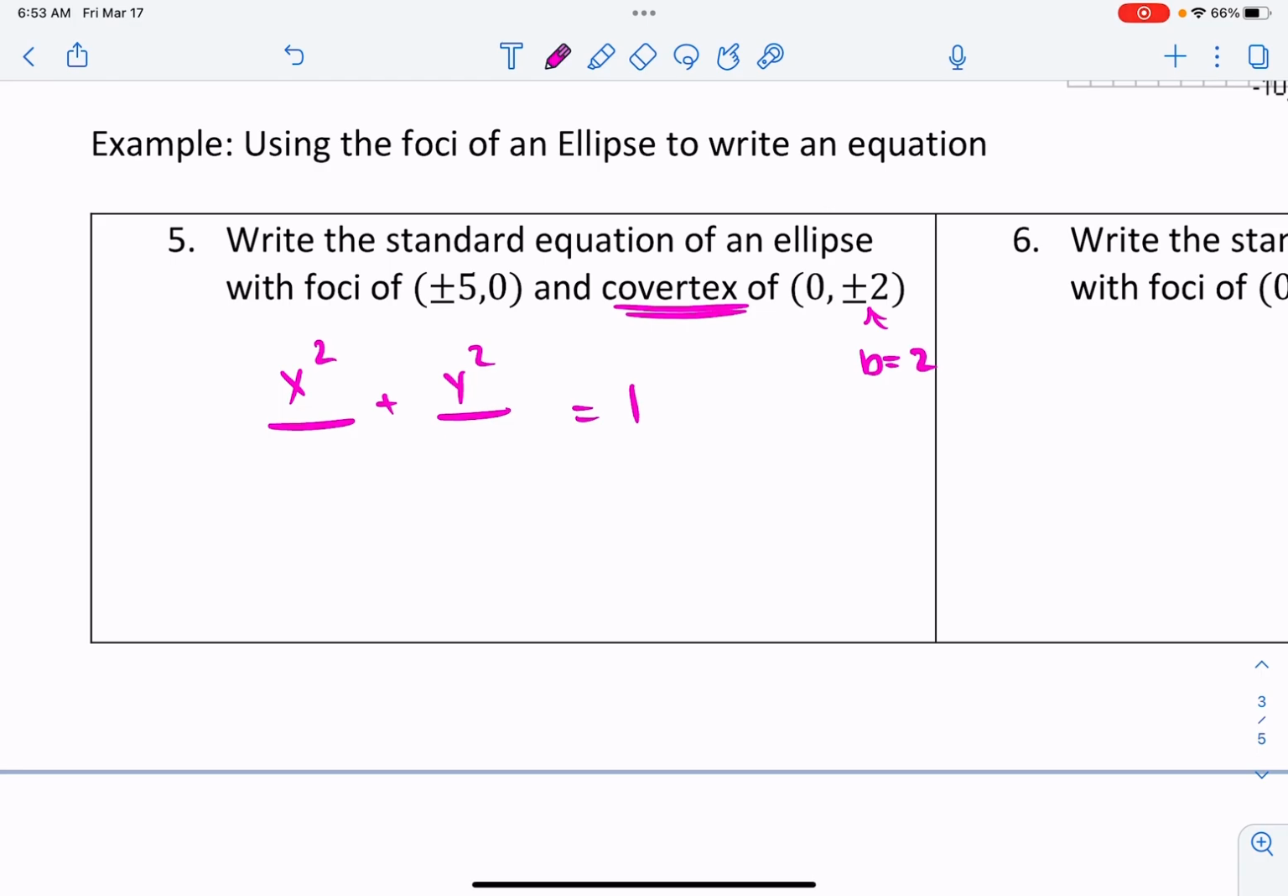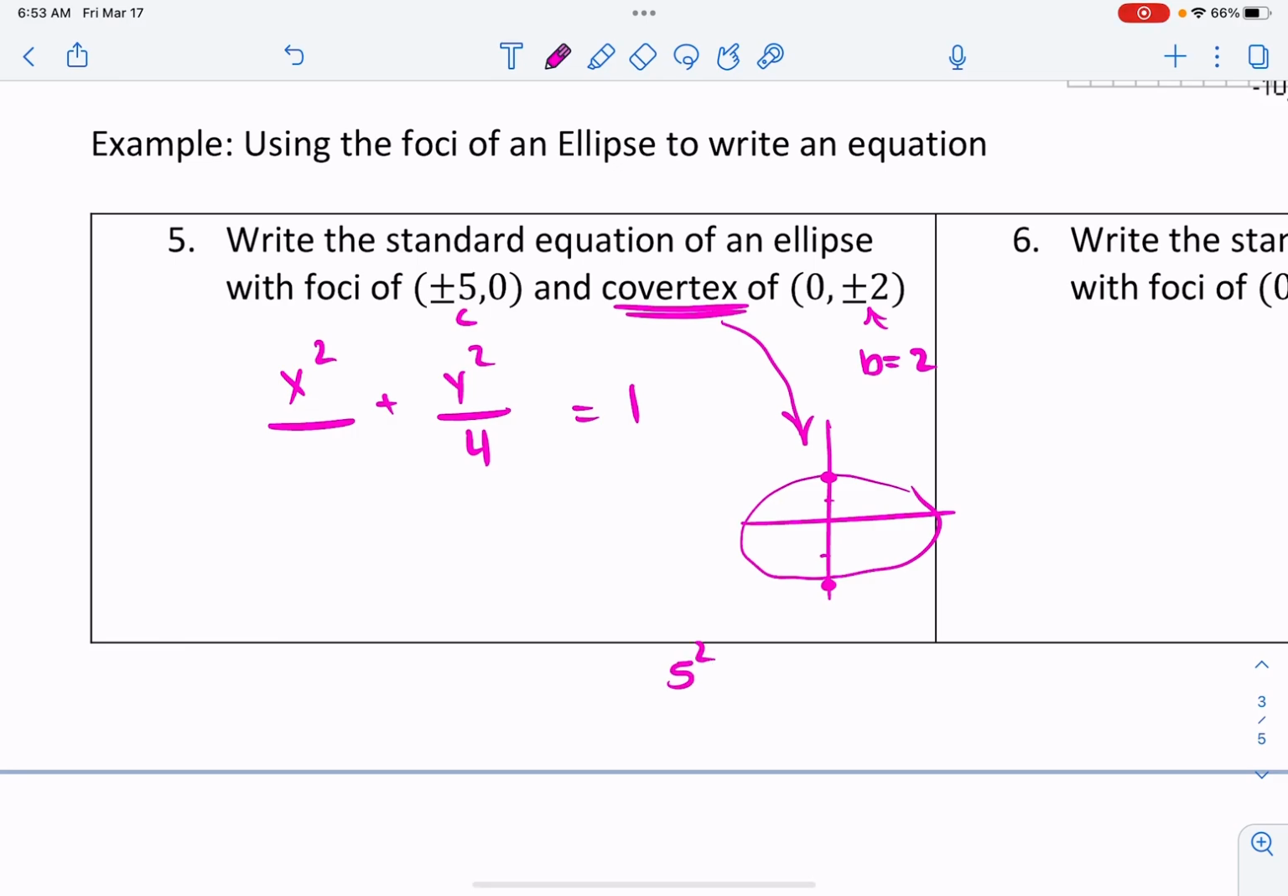And if we look at this, our covertices are at 2 and at negative 2. That means that this is a horizontal ellipse, because the covertex is vertical here. So that means that the vertices have to be horizontal. So that means that the B has to be over the y. So this would be 4 here because it's B squared.